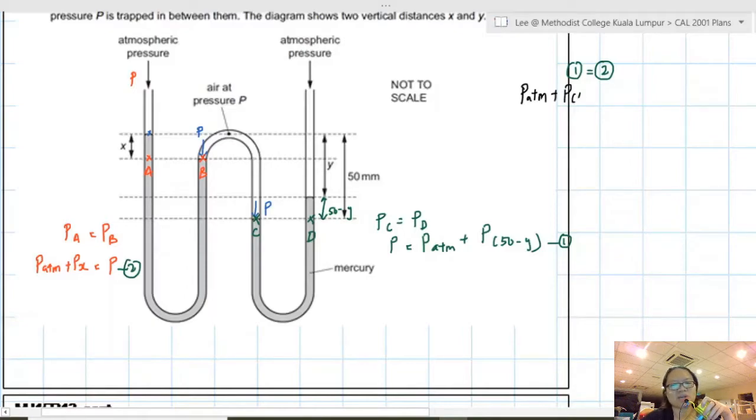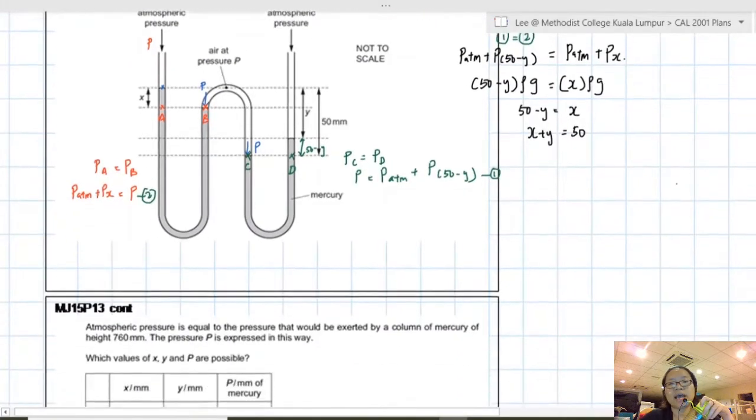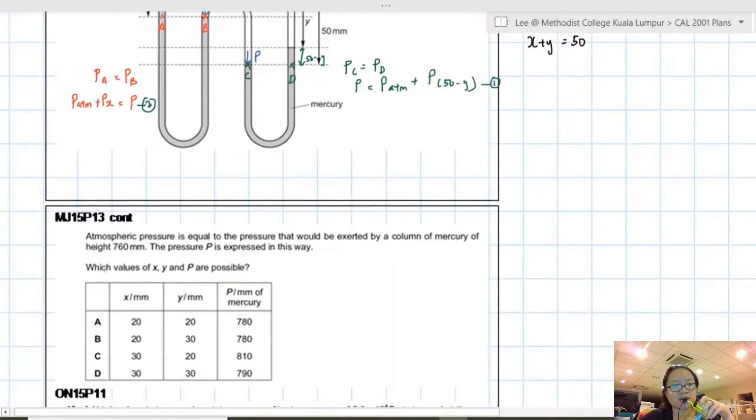It's a bit the same like the yellow gas. Alright, so I'm going to equate both equations, and ta-da! Thankfully both sides are open. Okay, so can cancel off the atmosphere, and then you get 50 minus Y rho g is equal to X rho g, because they are all mercury. So from here I get X plus Y must be 50. Ta-da!